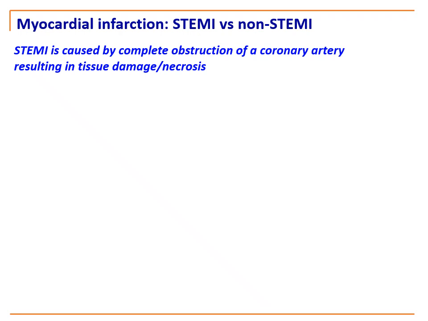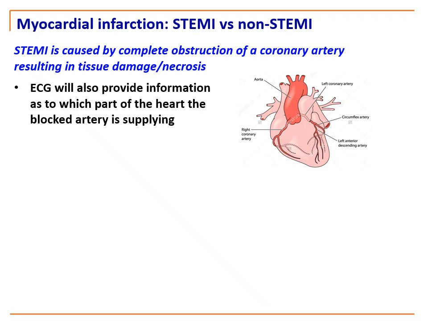So STEMIs make up about 30 to 40% of all myocardial infarctions, and non-STEMIs obviously make up the other 60 or 70%. It's caused by a complete obstruction of a coronary artery, resulting in tissue damage and necrosis. Remember, when you do an ECG, you have what's called a 12-lead ECG, and that 12-lead ECG is looking in different directions within the heart. So an ECG will help to provide information as to what part of the heart is damaged. So is it in the left coronary artery, the right, or is it the left anterior descending artery, etc. So that location will help to tell you whereabouts the damage actually is.